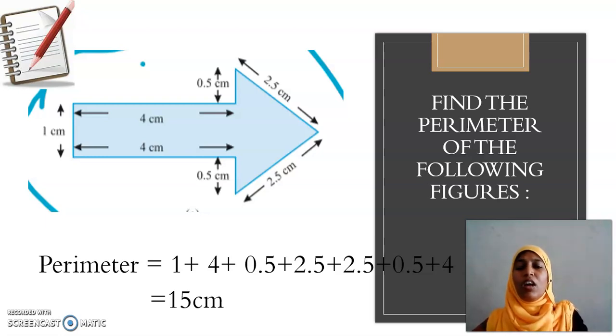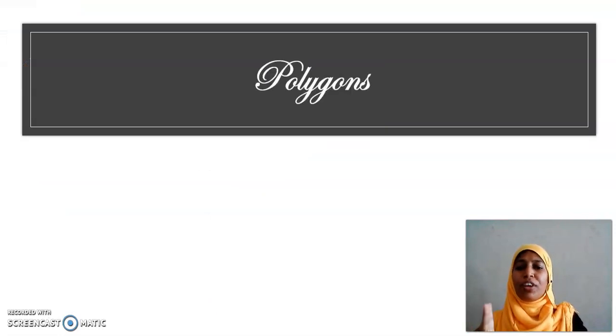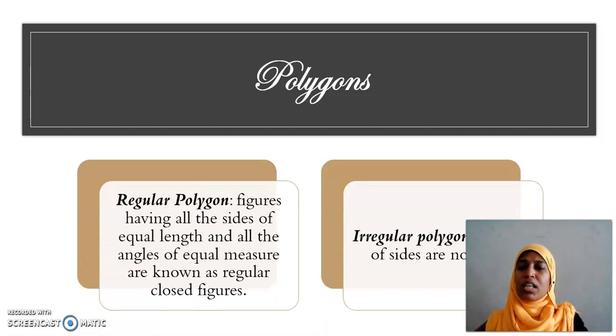Okay. Now let us see. It is a closed figure and it is a polygon. It is closed. It has many sides. So it is a polygon. When I talk about polygons, we have 2 different types of polygons. What are the 2 different types of polygons? Regular polygon and irregular polygon. The example that we saw before is an irregular polygon. The sides are not equal.